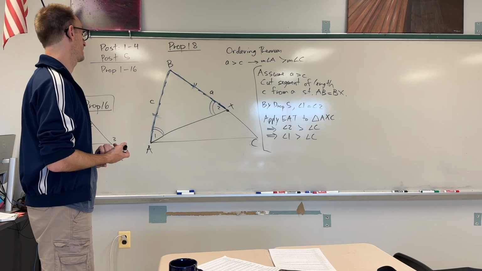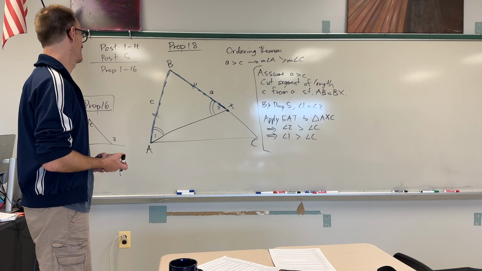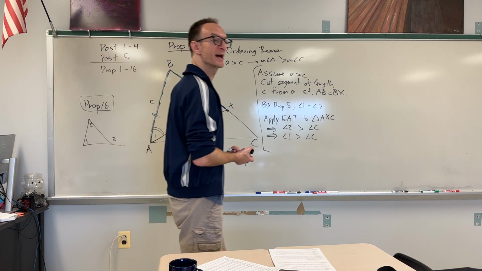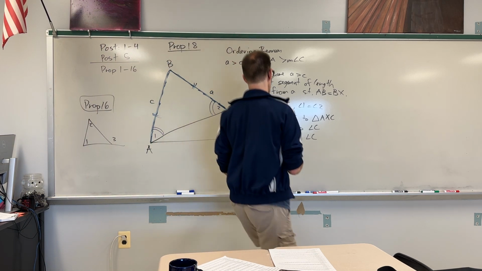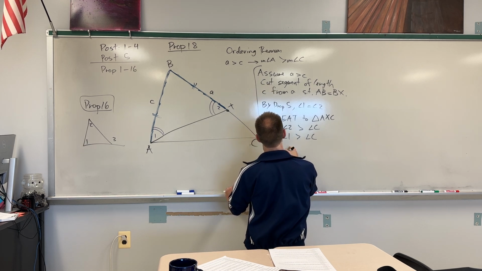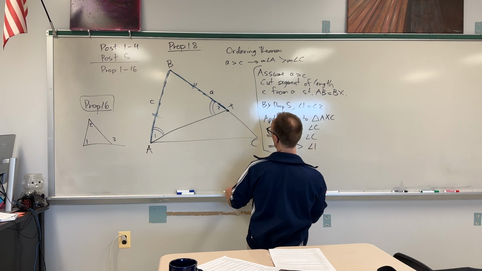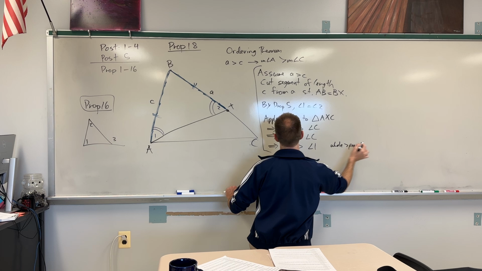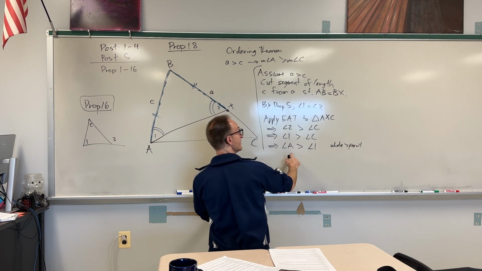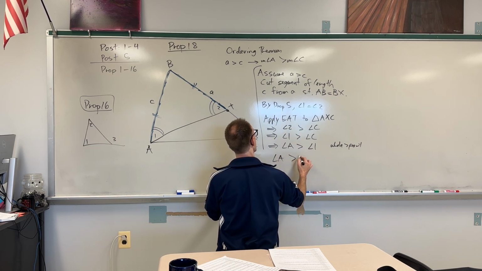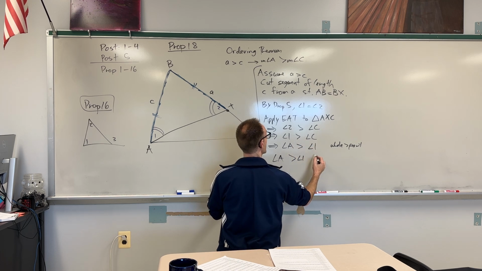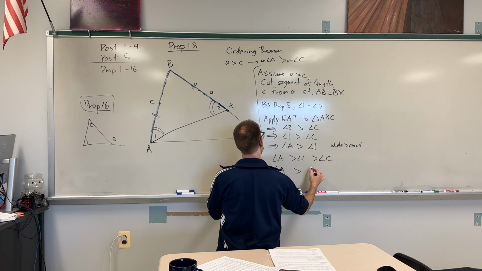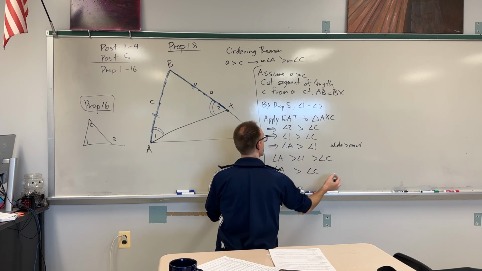Since, how do I want to say this now? Oh, just 1 is less than A. Or A is greater than 1. A is greater than 1 is a smoother way of putting it. Angle A is greater than angle 1. Reason: whole is greater than part. And now there's some transitivity going on here, right? If A is bigger than 1, but also 1 is bigger than C, then that shows that A is greater than C. And we win.